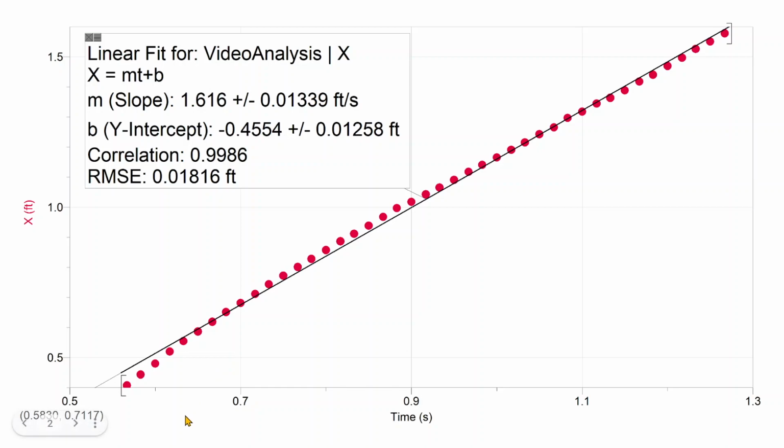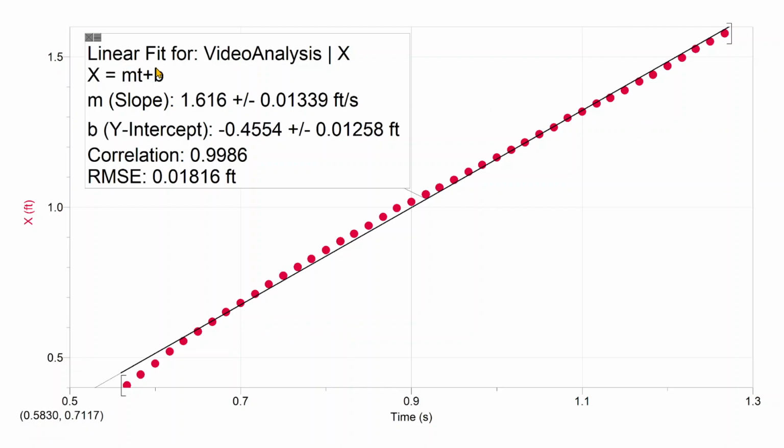So here we are looking at a position time graph. See the position in the x direction in units of feet and time. So position time measured in seconds. You can see it's fairly linear. Cool. We applied a linear fit.